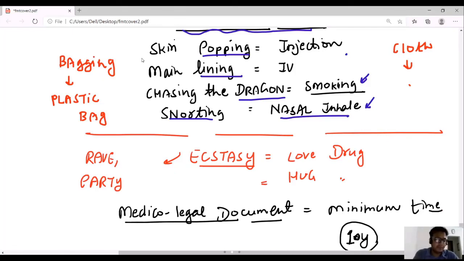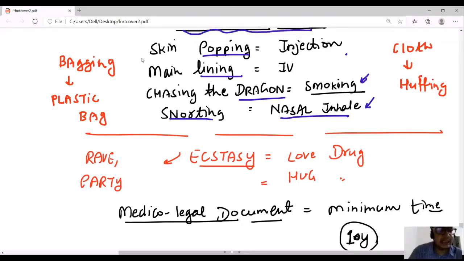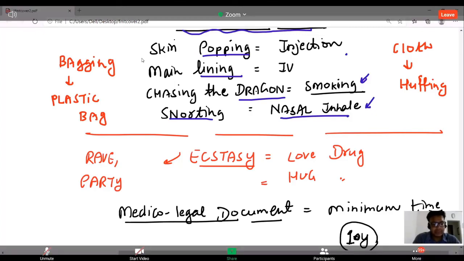what is this known as? Anyone? If you use a cloth piece and then you inhale, this is known as huffing. So this is also an inhalation method. Plastic bag inhalation is bagging. Cloth piece inhalation is known as huffing. Okay, so these are some methods.